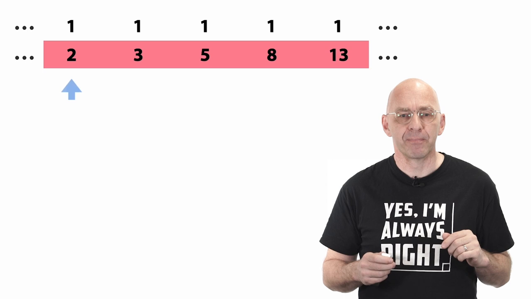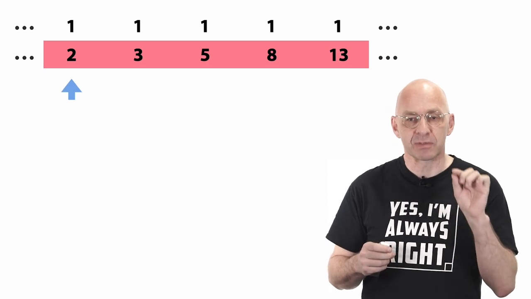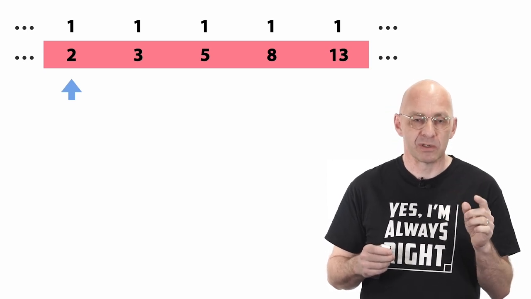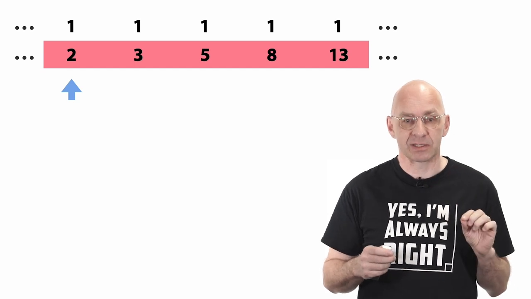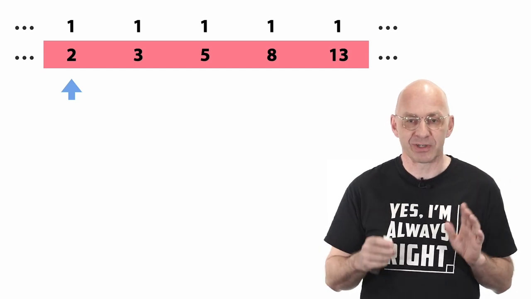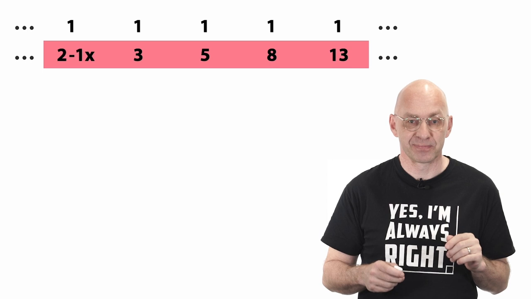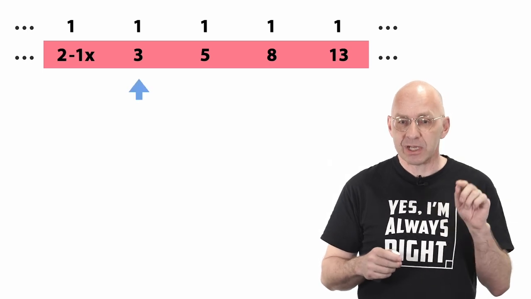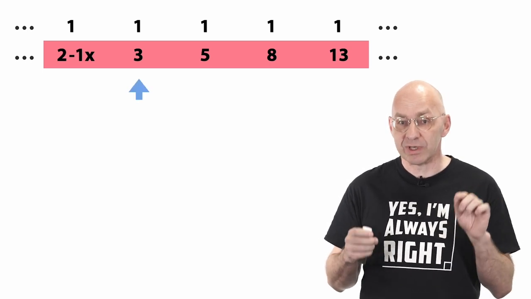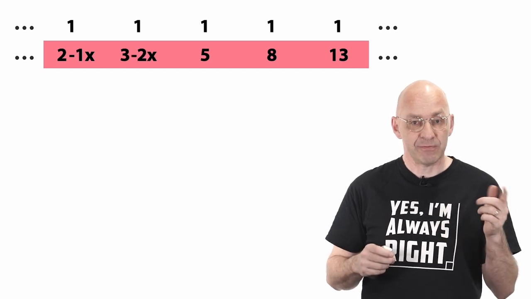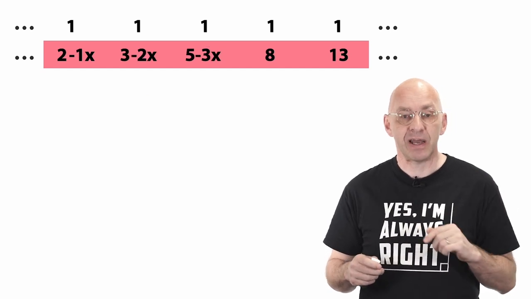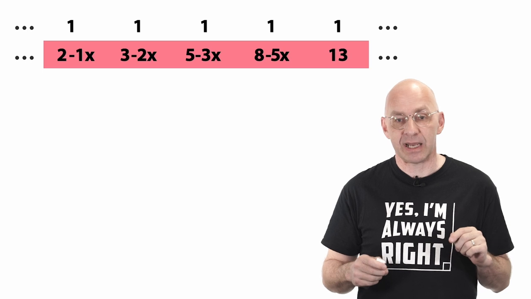Look at the 2 there. What's the Fibonacci number that comes before the 2? Well, 1, right? Now replace the 2 by 2 minus 1 times x. Why? Don't worry about the why for the moment, just run with it. Now 3. The Fibonacci number that comes before 3 is 2, and so we write 3 minus 2x instead of 3. Then 5 minus 3x, 8 minus 5x, 13 minus 8x, and so on.